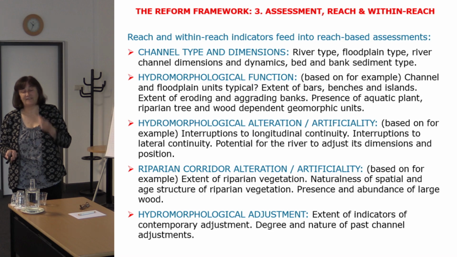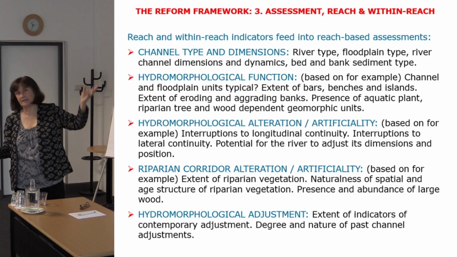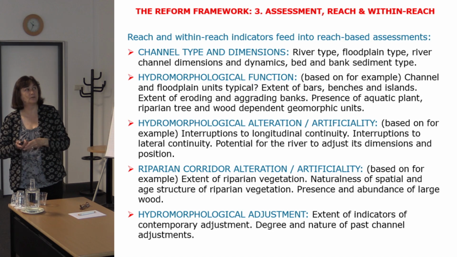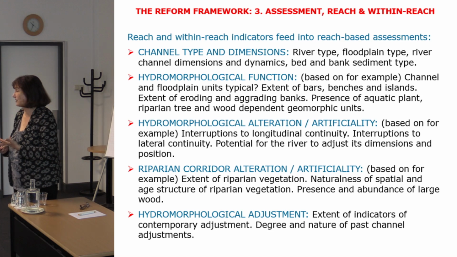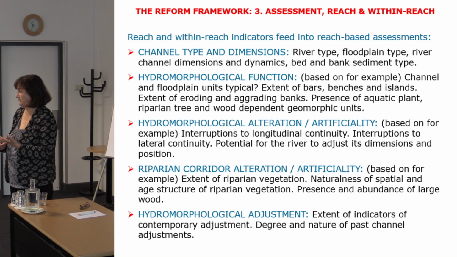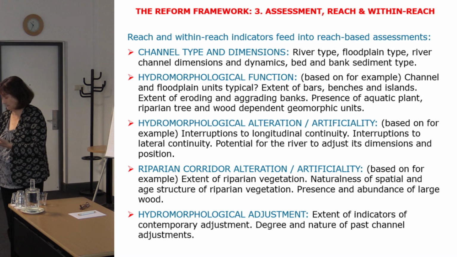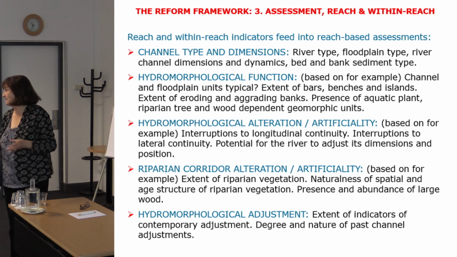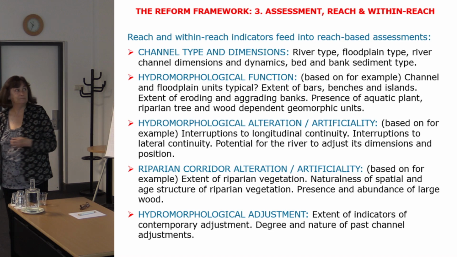Okay, also at this reach and within reach scale, we then start to do some assessments. So we not only look at our channel type and its dimensions and its stream power and all the rest of it, but we start to assess how it's functioning hydromorphologically. Does it look as though this river is doing the right thing given the type it is? Also, to what extent is it showing artificiality and interference by humans, and what are those interferences within the reach?